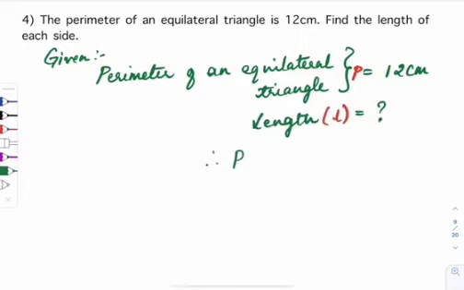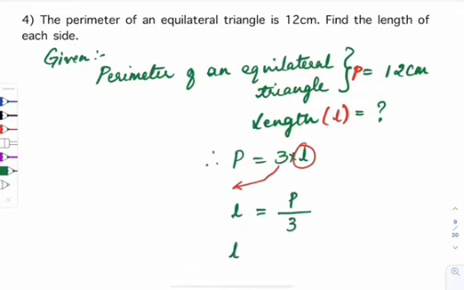Now therefore, what is the formula that we have? Perimeter is equal to 3 into L. Correct? Did you all understand, children? Did you all recall? It's an equilateral triangle, so all the three sides are equal. So the formula to find the perimeter is equal to 3 into L. Here we have P given, so L needs to be found out. Therefore, L is equal to P divided by 3.